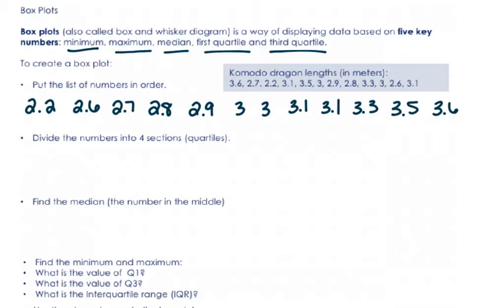Alright, the next thing you want to do is divide the numbers into 4 sections or quartiles. So like right here, here, here. They're even numbers, like there's 3 numbers in each quartile. And then the median number would be right here. That's going to be my Q2. That's also called your median. Your Q1 is going to be in the middle of that, and Q3 would be over here.